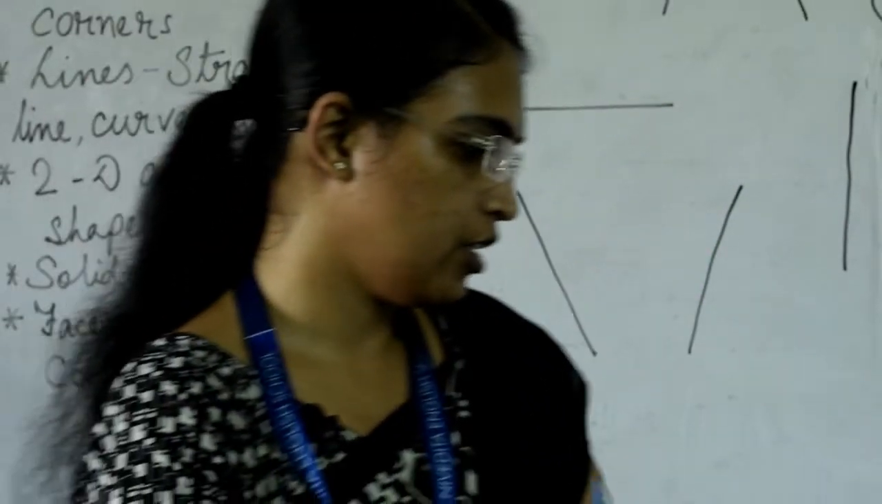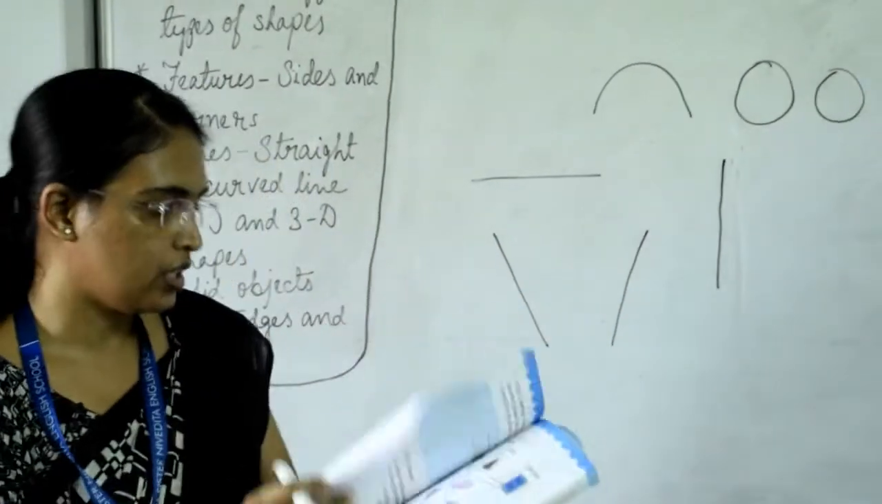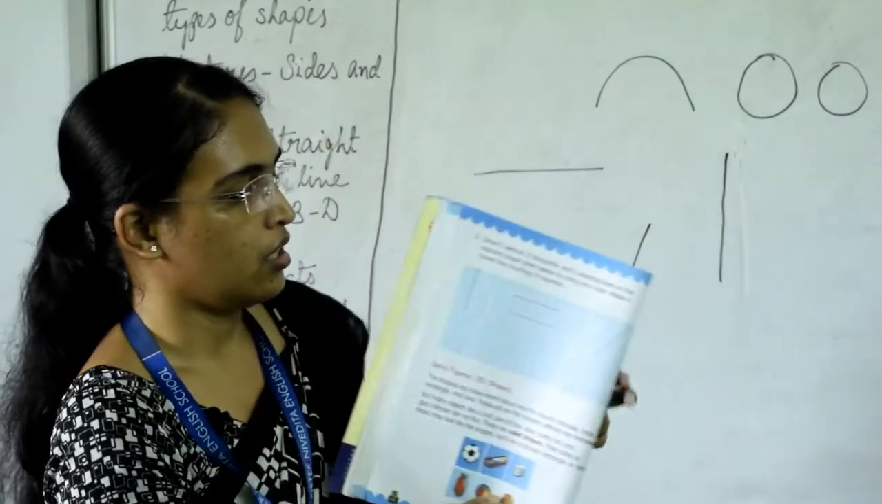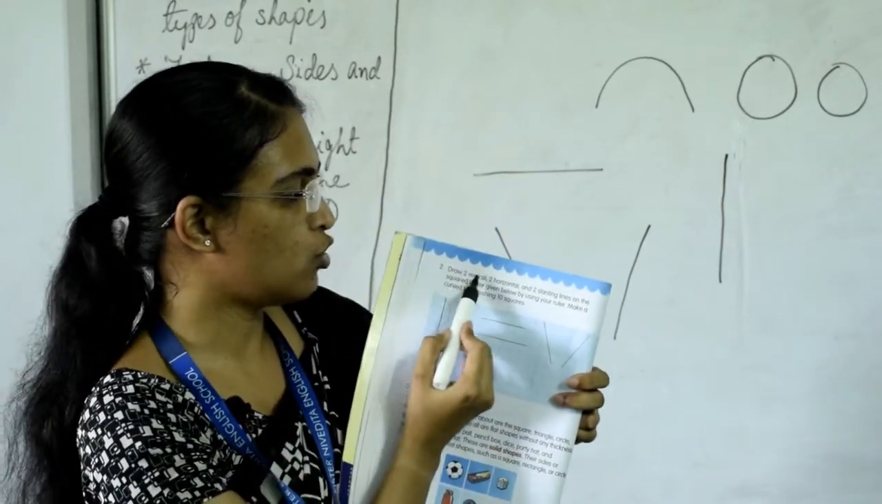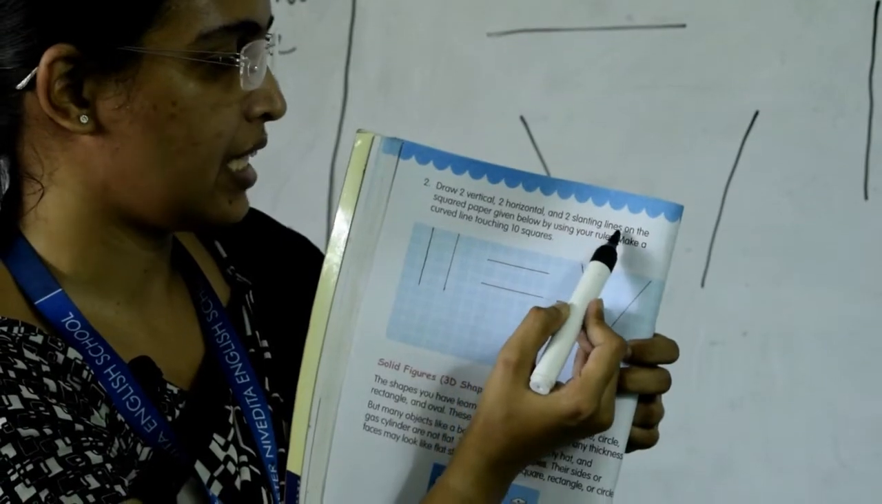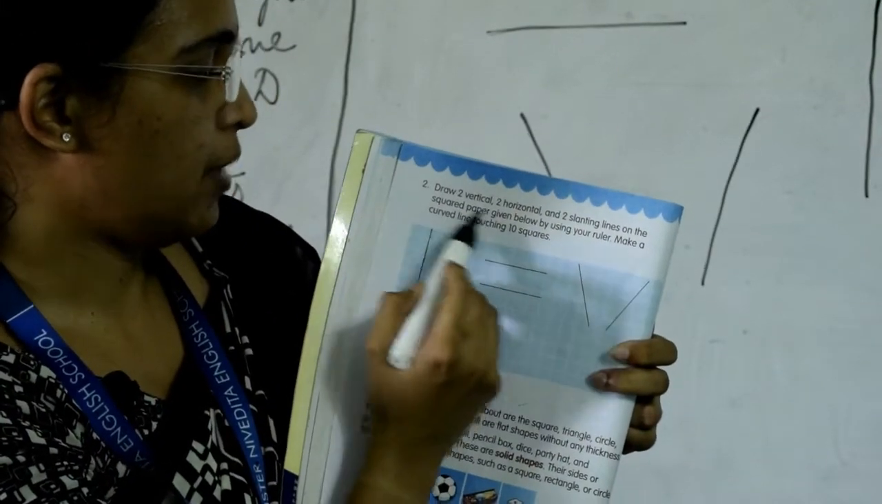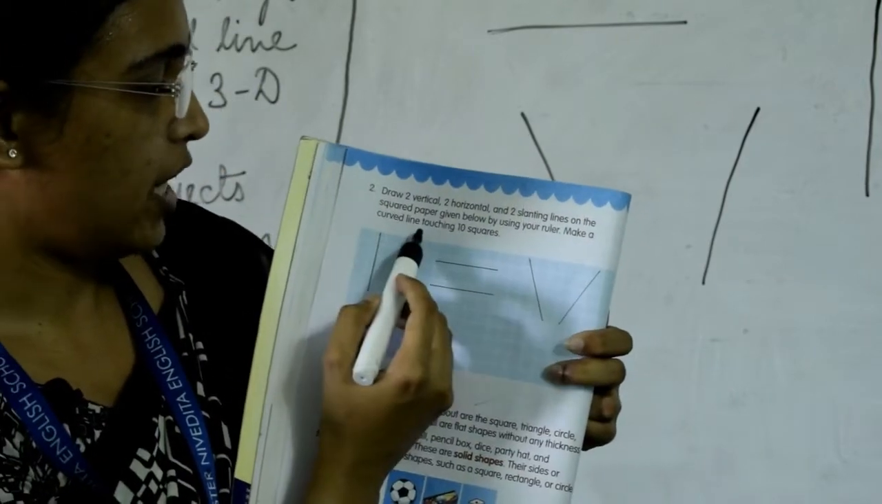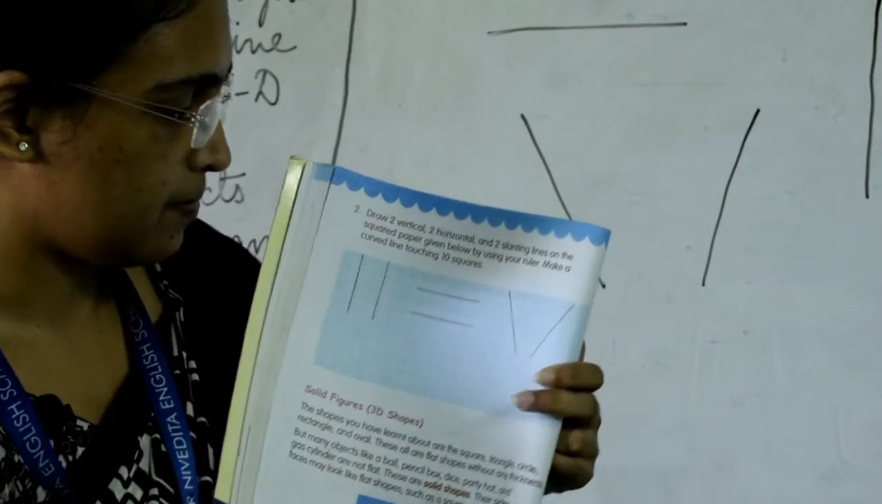Okay, in this way you have to do this page. Now turn the page, come to the next page. Question number 2: draw 2 vertical lines, 2 horizontal lines and 2 slanting lines on the squared paper given below by using your ruler. Make a curved line touching 10 squares.